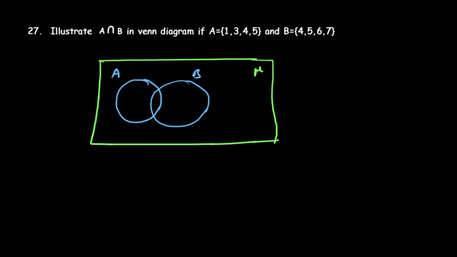What is common in both? Yes, we have only 4 common, and of course 5 also common. So 4 comma 5 we take in the middle part because it is intersection, and 1 comma 2 we take only in set A, and 6, 7 is in set B. Okay, so A intersection B they ask. Now how do we write the answer here? A intersection B equals the common numbers between both sets, 4 comma 5.